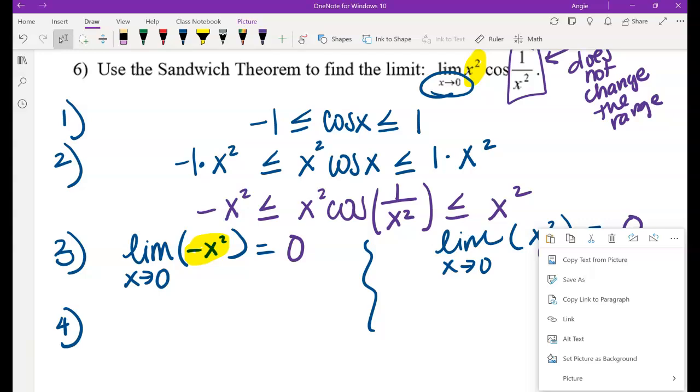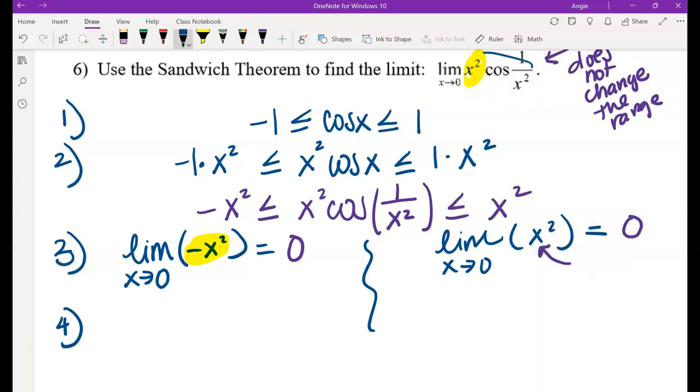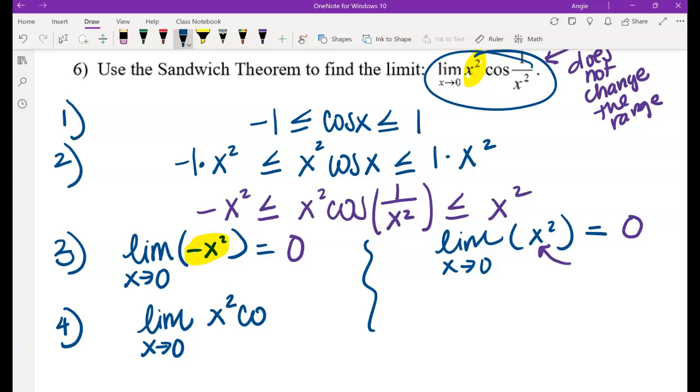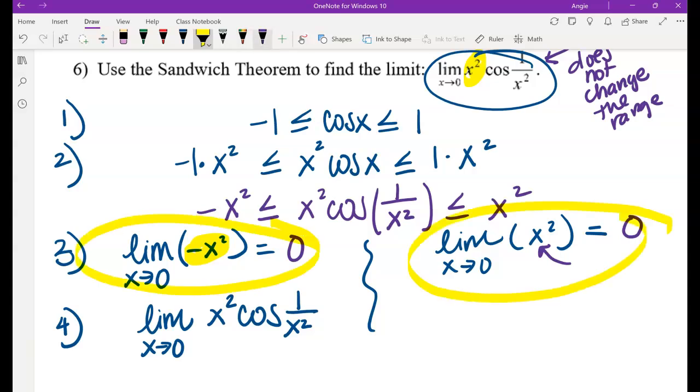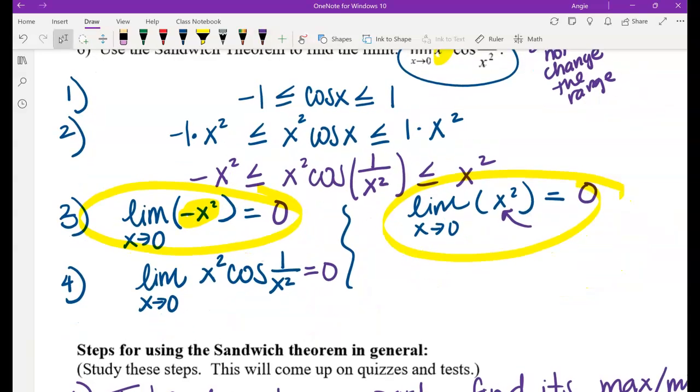What that means is you're going to copy this whole thing back. So the limit as x approaches 0 of x squared times cosine of 1 over x squared. And the sandwich theorem says, hey, if the end pieces are 0, then the middle piece must be 0. And all 4 steps must be written on your assignment.